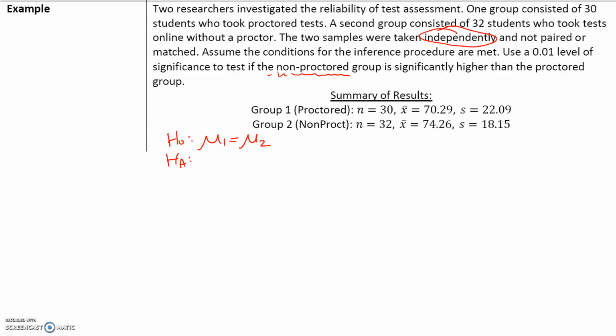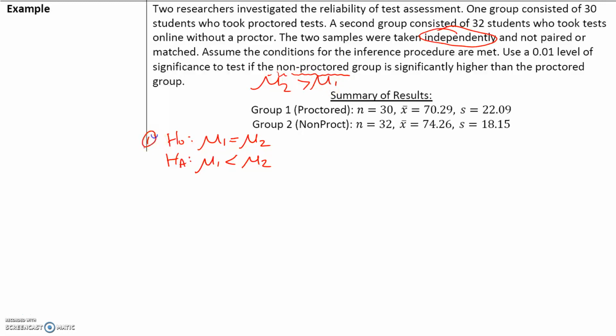Here's a dilemma though. Group 1 in this case, mu1, is a proctored group and mu2 is a non-proctored group. We want to test: is the mean score of the non-proctored group, which is mu2, greater than the mean score of the proctored group, mu1? However, we need to write mu1 first for the purposes of our alternate hypothesis. So let's flip this inequality around and write mu1 less than mu2. In other words, we are testing, are the mean scores of the proctored group less than the mean scores of the non-proctored group, which is the same thing as saying, are the mean scores of the non-proctored group higher than the mean scores of the proctored group?